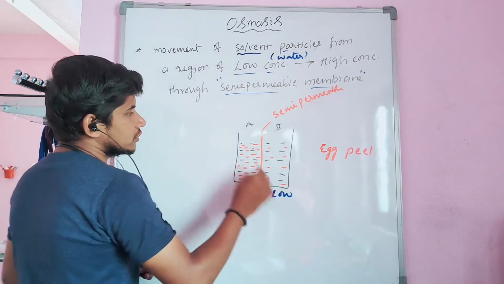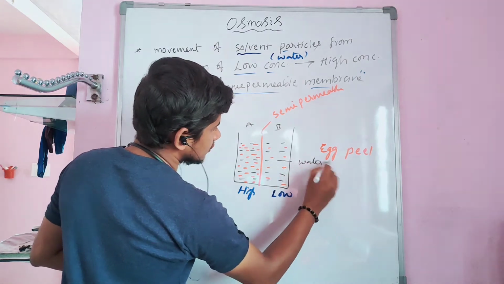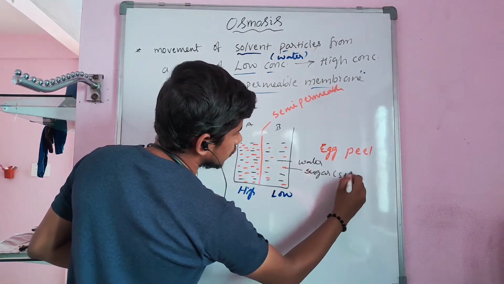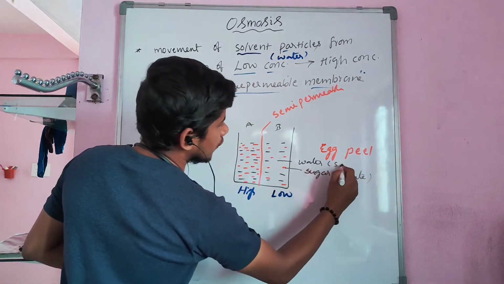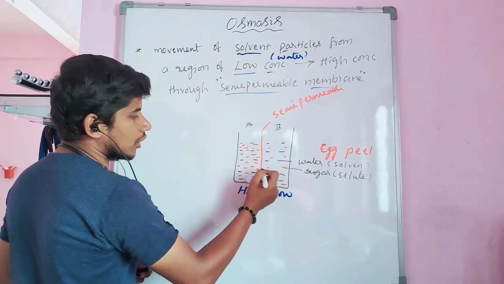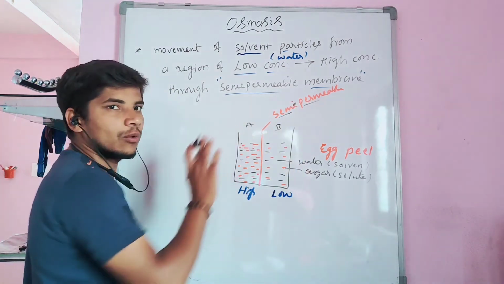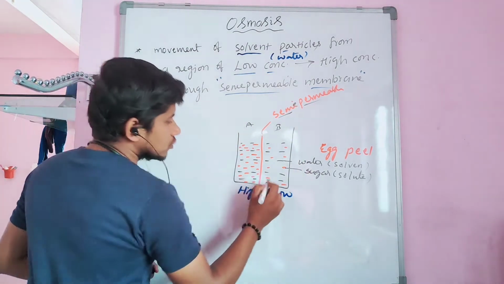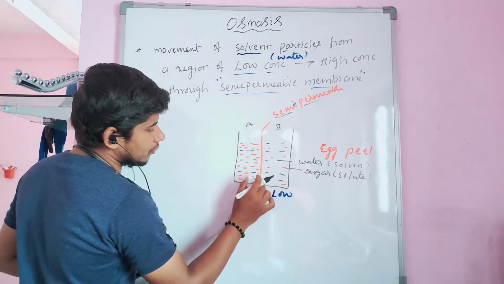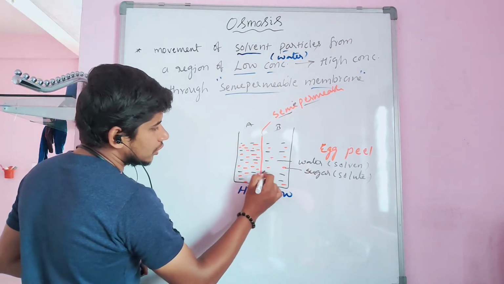So according to the definition, movement of solvent particles. What is the solvent here? The water is a solvent, and the solute is what? Sugar. Sugar is a solute. So solute won't pass, only solvent particles move across the membrane because this is semi-permeable. It allows only the wanted particles to pass. So as per that definition, through this semi-permeable membrane, the membrane is permeable to only the water molecules.